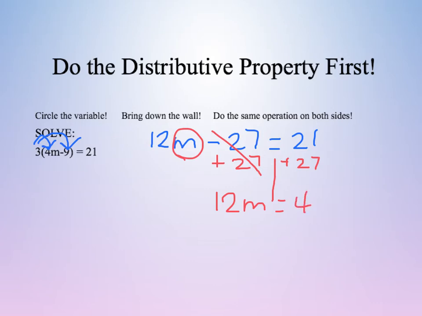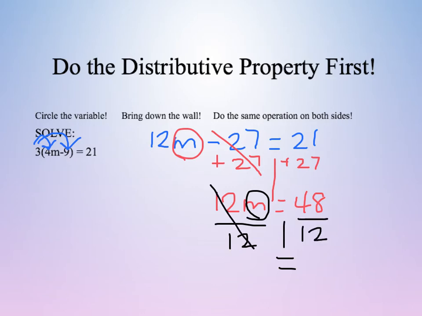which gives you 48. Again, we're going to circle the variable because I want to get it by itself, bring down my wall, and this tells me to do 12 times m, so I'm going to do the opposite, and I'm going to divide by 12, and 12 divided by 12 cancels out, which leaves me with m. And 12 goes into 48 4 times. I'm going to go ahead and box that in.